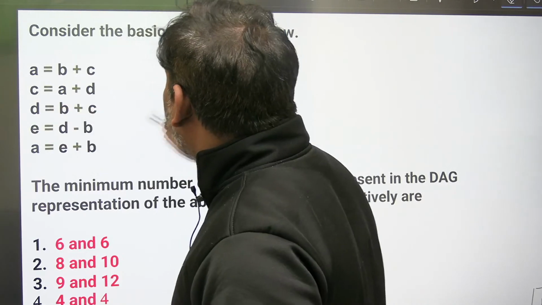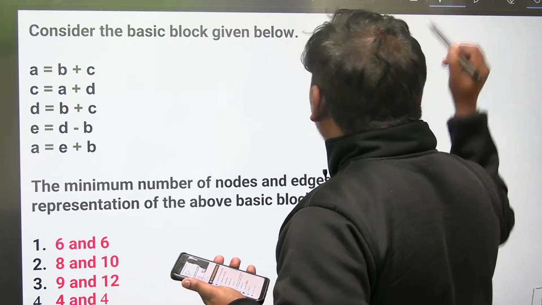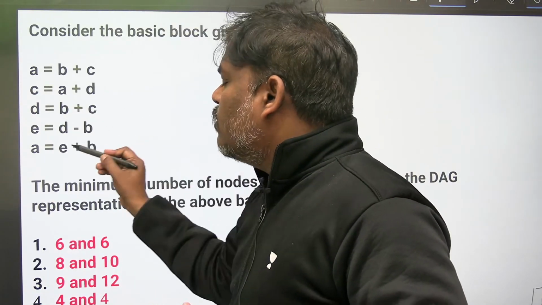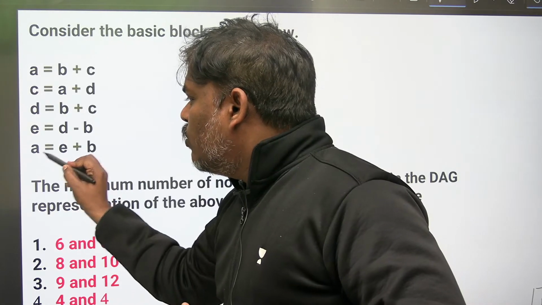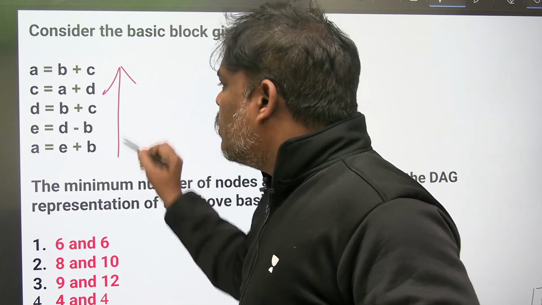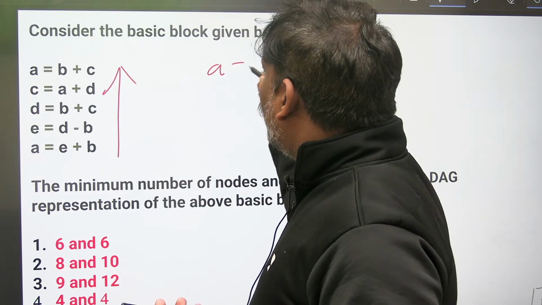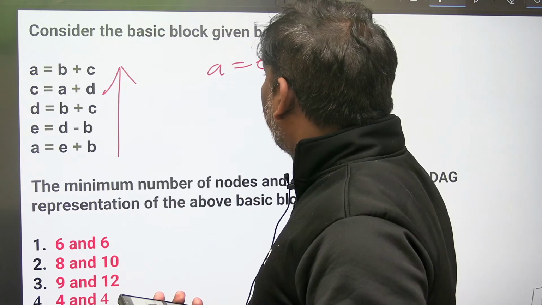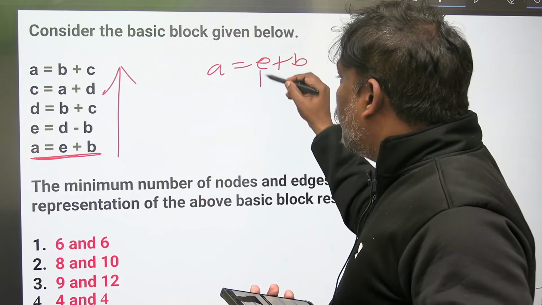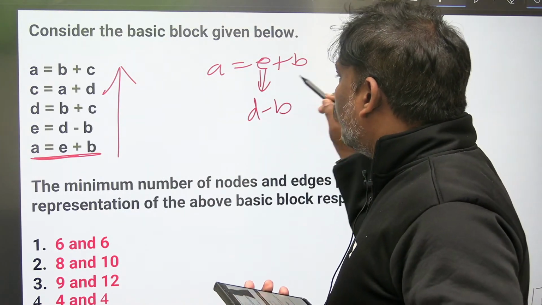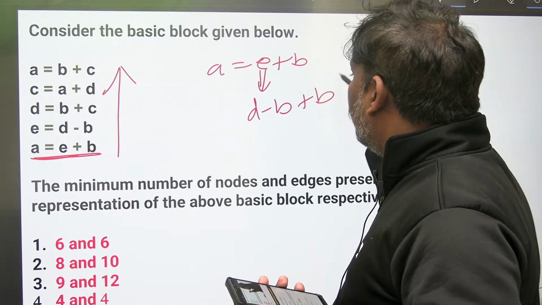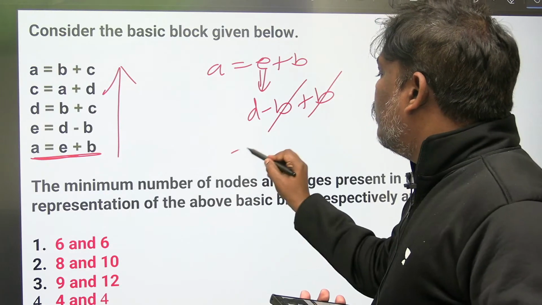So directly no one is the same here. Let's see indirectly. Directly no one is the same, so let's see indirectly, because with plus and minus there may be a chance of cancellation. So while substituting, substitute like this. See this one: A is equal to E plus B. Replace E by D minus B. E replaced by D minus B, plus B already there. Both cancel. It goes to D.